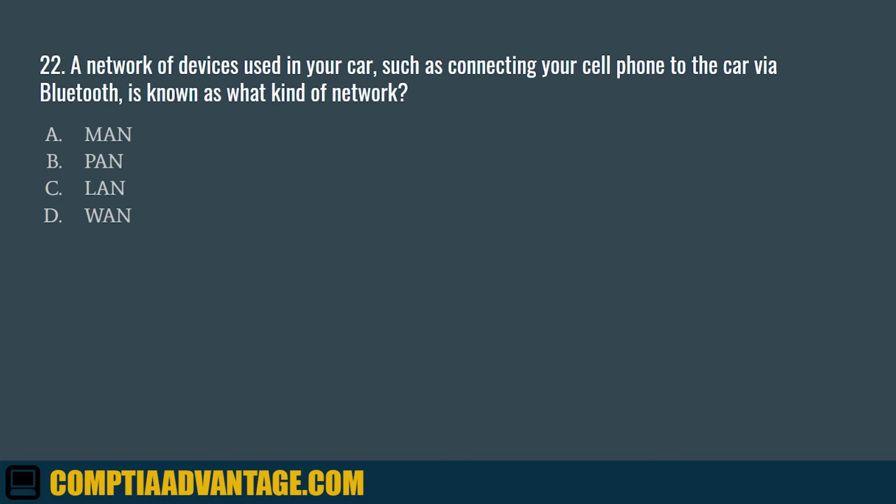Question 22. A network of devices used in your car, such as connecting your cell phone to the car via Bluetooth, is known as what kind of network? A. MAN, B. PAN, C. LAN, D. WAN. The correct answer is B. PAN.